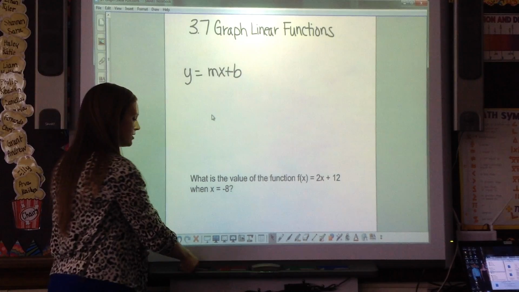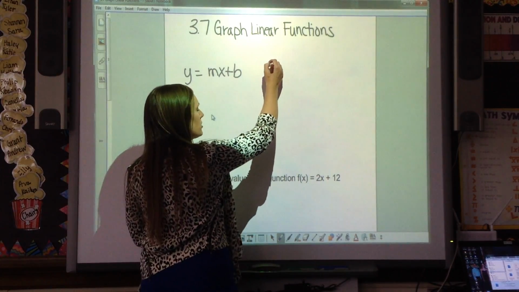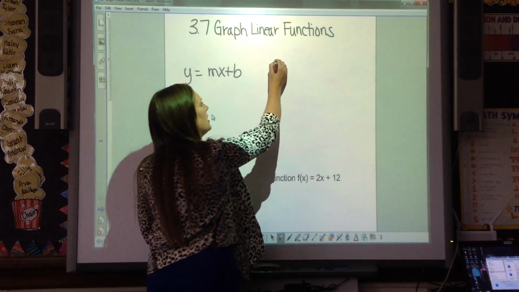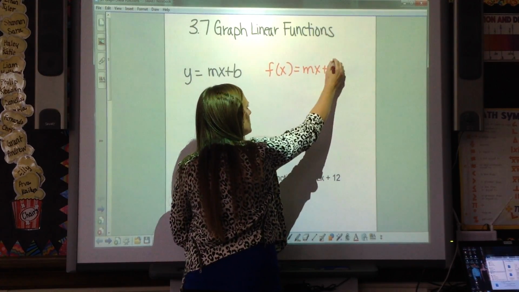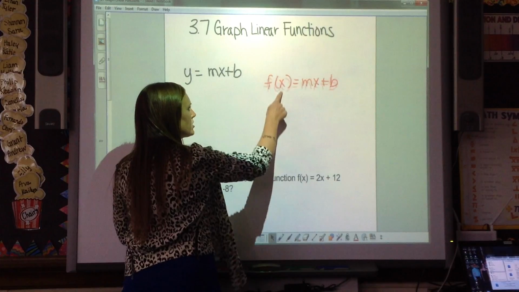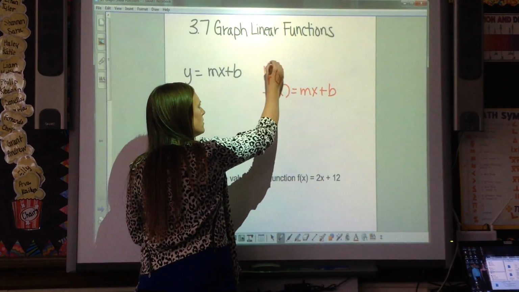Function notation looks like this. You're going to have a letter. I'm going to use f. F of x equals mx plus b. This is function notation. I'm going to write that above there.